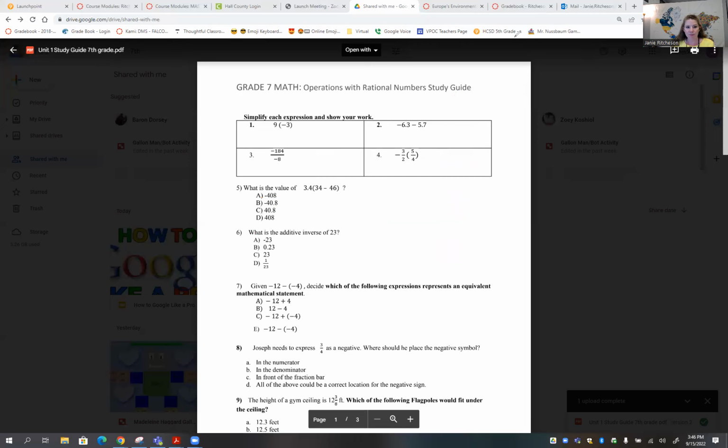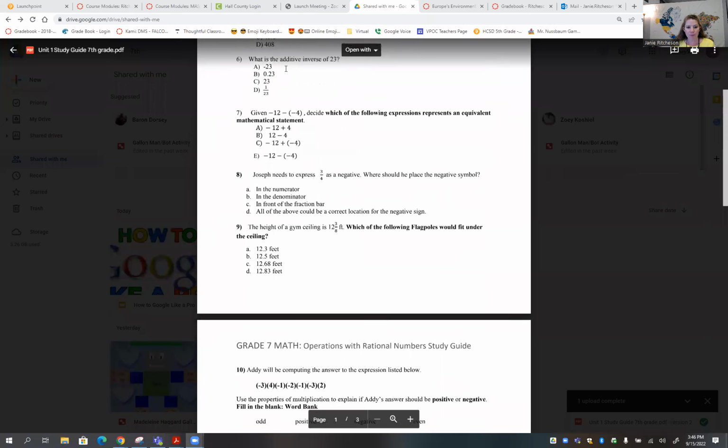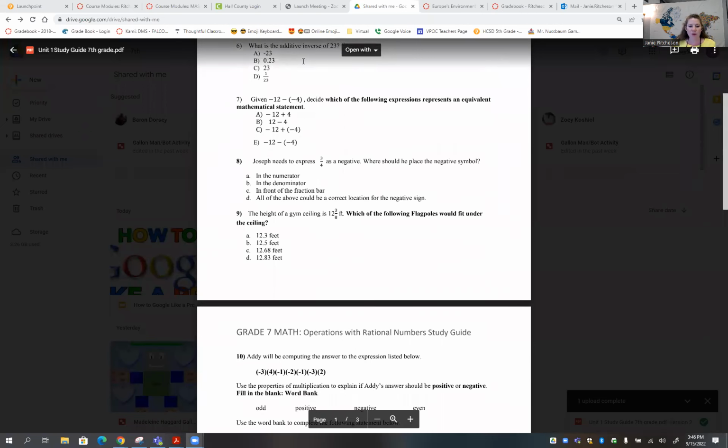Number 7. Let me pull this up a little bit. All right, given negative 12 minus the negative 4. So remember, we will change the minus to a plus and change the negative 4 to positive. So basically, negative 12 minus negative 4 is the same thing as negative 12 plus 4. Negative 12 plus 4 is the right answer. And for some weird reason, this also says, that must be a mistake. It must have been a typo, but letter E is equivalent to what we started with. So there's two answers, actually.